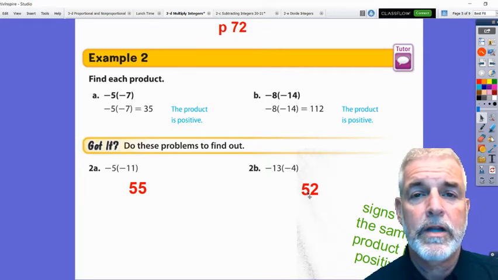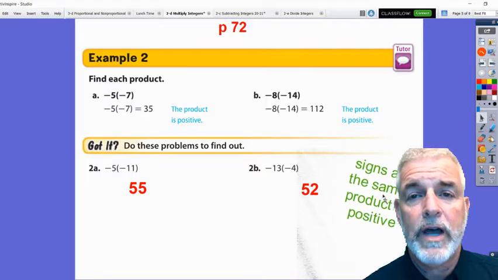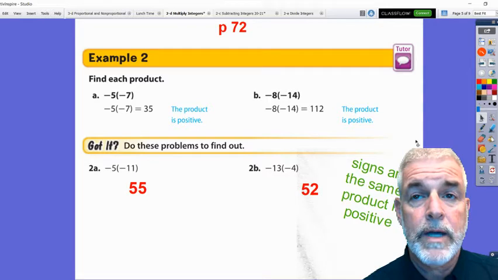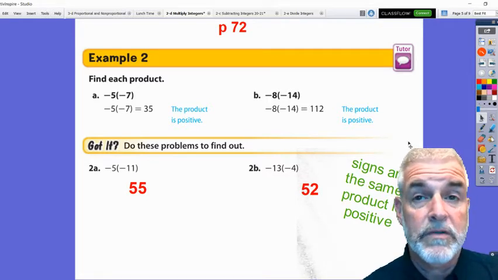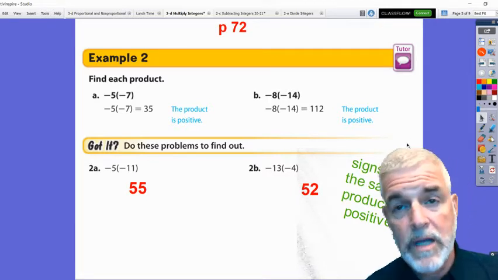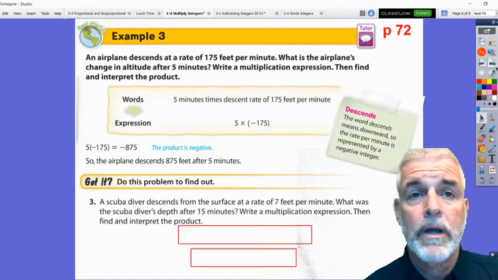Negative times negative, the answer is positive. The signs are the same. The product is positive. Okay, so that's the rules for multiplication. Different signs, answer is negative. Same signs, answer is positive.